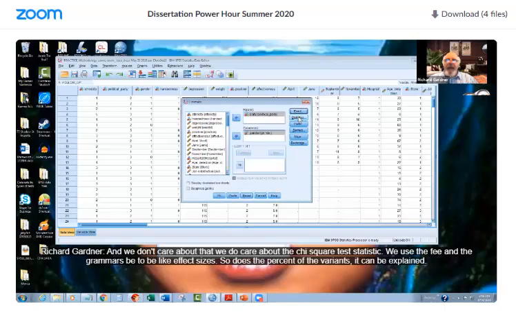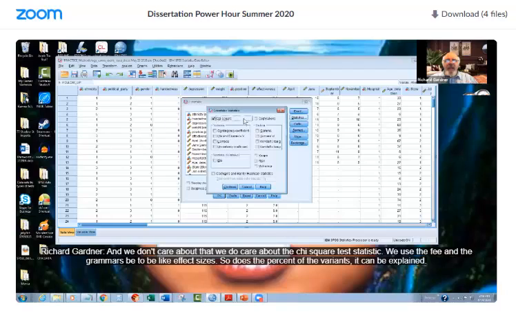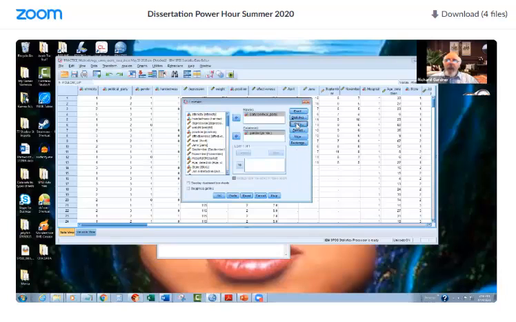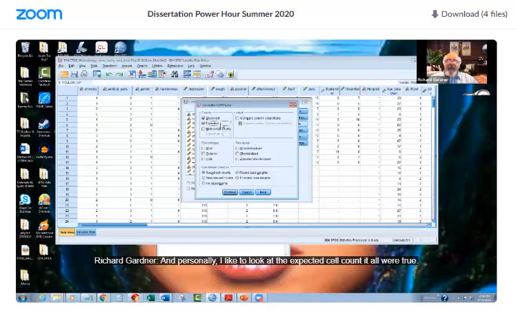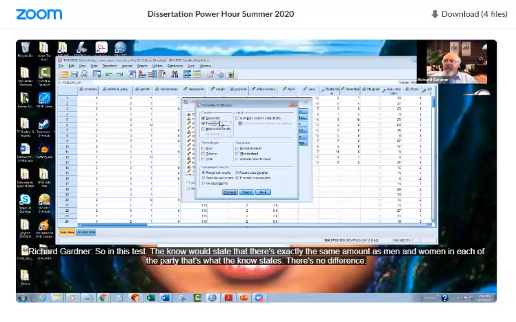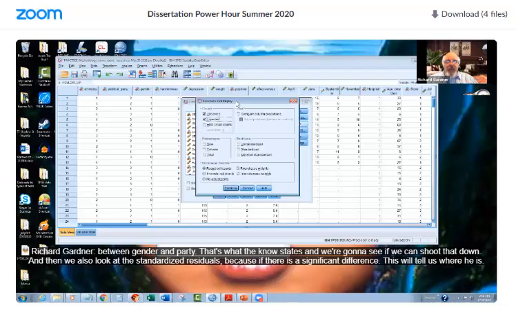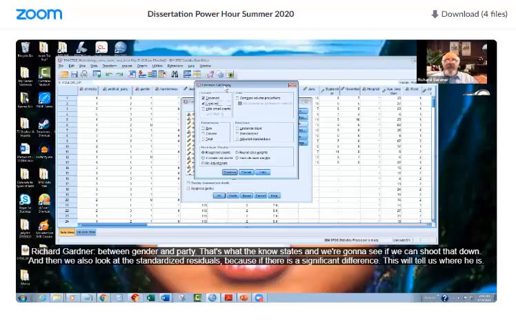And we don't care about that. We do care about the chi-squared test statistic. We use the phi and the Cramer's V as effect sizes. They'll tell us the percent of the variance that can be explained. And personally, I like to look at the expected cell count if the null were true. So in this test, the null would state that there's exactly the same amount of men and women in each of the parties. There's no difference between gender and party. That's what the null states, and we're going to see if we can't shoot that down. And then we also look at the standardized residuals, because if there is a significant difference, this will tell us where it is.